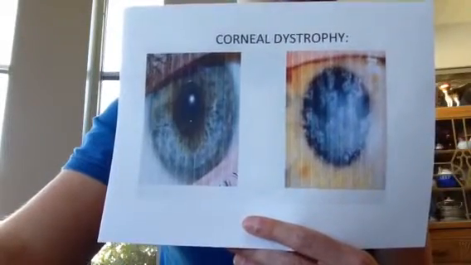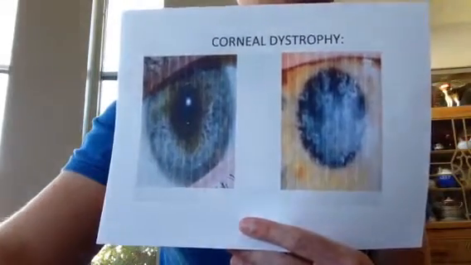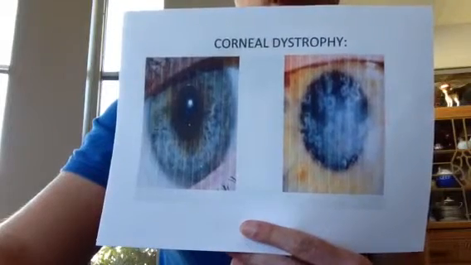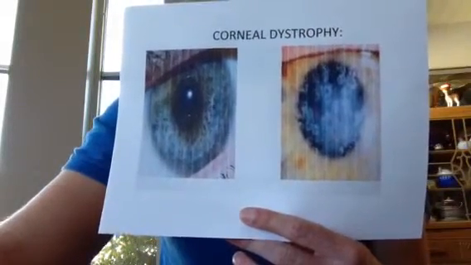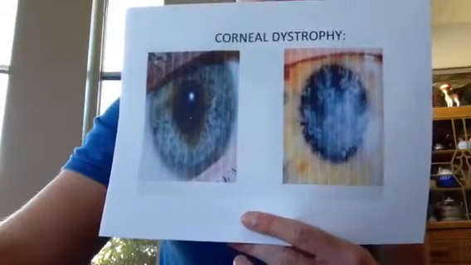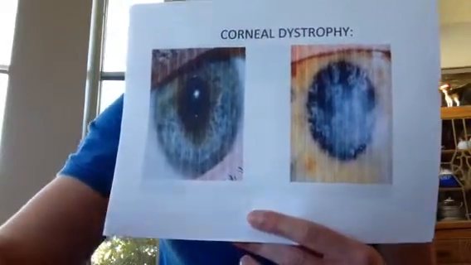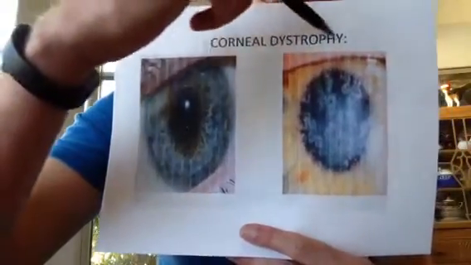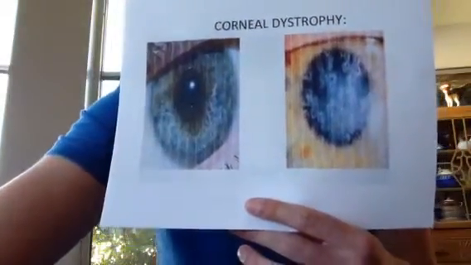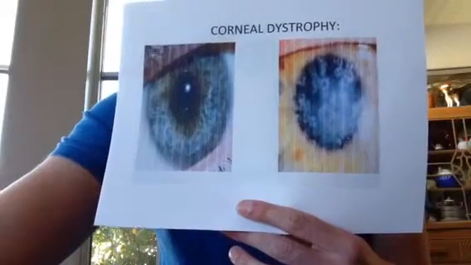Hello, this is part 2 of the video in which I discuss various diseases that affect the human eye. These diseases are going to be presented in order, from those that affect the outermost area of the human eye to the innermost layer. First we have corneal dystrophy, which affects the cornea.